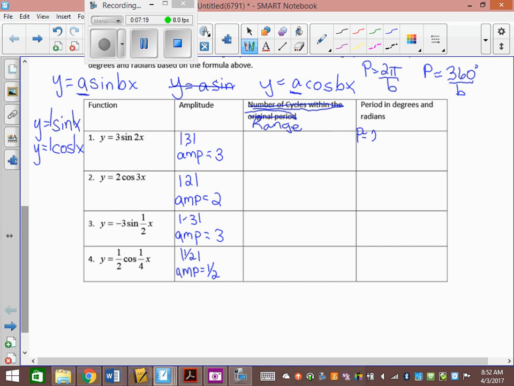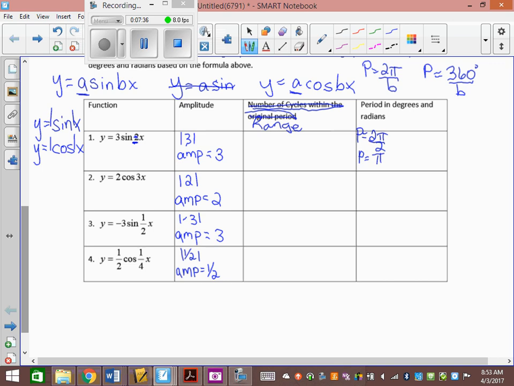Okay, so the period of this graph, we're going to do it in radians and degrees. So the period of this graph is going to be 2 pi divided by b. B is whatever's between the sine and the x. So whatever's between the sine and the x is the b value. So in this case, it's 2. So it's going to be 2 pi divided by 2. So the period is pi.